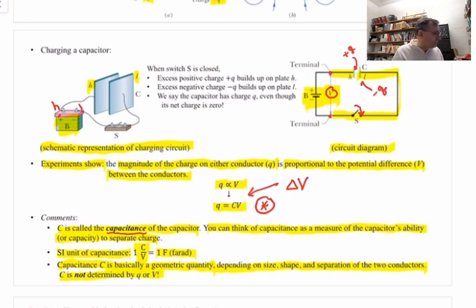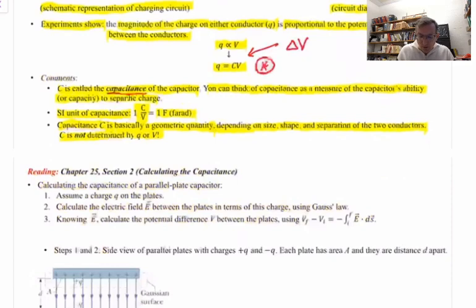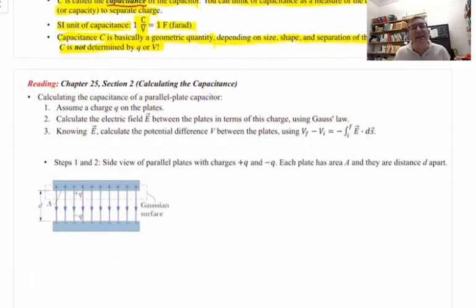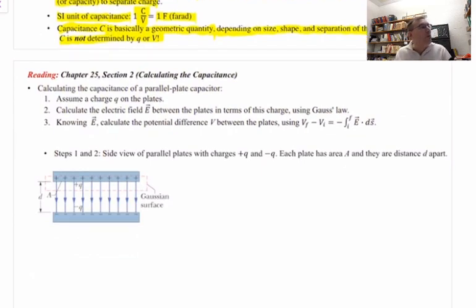All right, so now I want to go on to chapter 25, section 2, which is now going to help us calculate the capacitance for a given capacitor once we specify its size and shape and the separation of the two conductors. Let's start with the parallel plate capacitor. I'm going to walk you through how we get the formula for its capacitance.